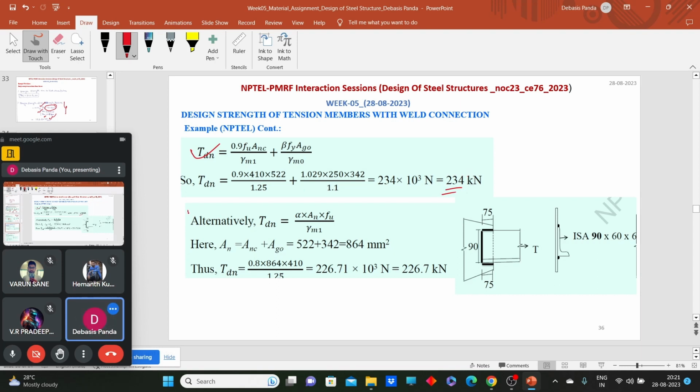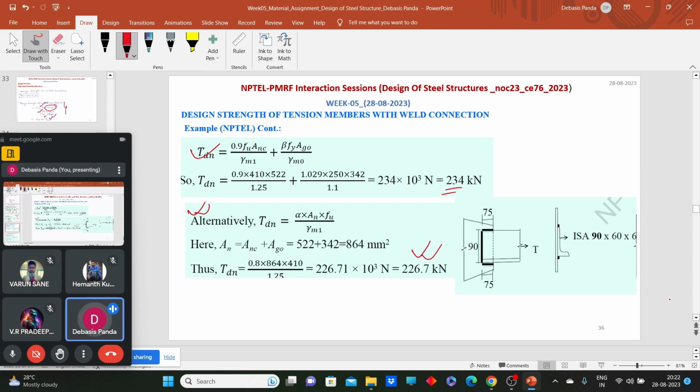Also, alternatively, like I have already said, for the case of primary sizing, where you don't know how many bolt holes are there, or what should be the area and all these things, by this primary sizing formula you can also calculate these things, because in this case precisely what is happening here is no bolt hole is made. So here, using this primary sizing formula, this comes as 226 kilonewton.